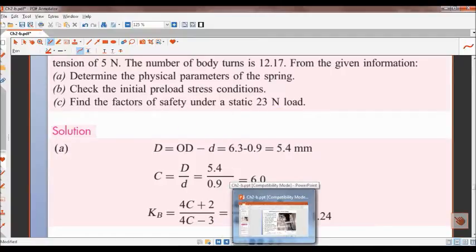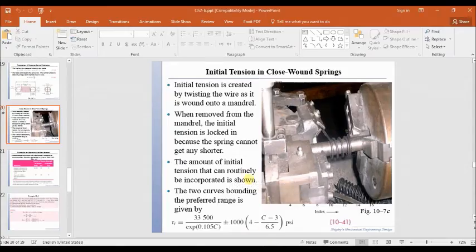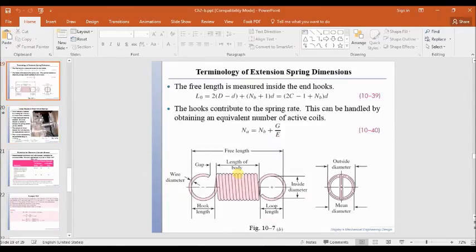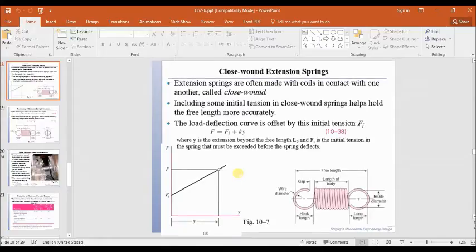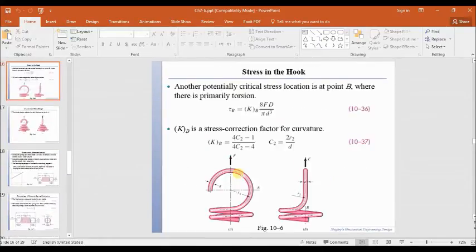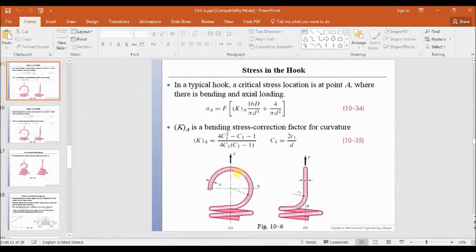One of the critical locations is the coil body, and the shear stress in the coil body has to be found exactly similar to a compression spring. So we have to use the compression spring method to find shear stress in the body of the spring. Another critical location is location A, the location which will experience bending in the extension spring.